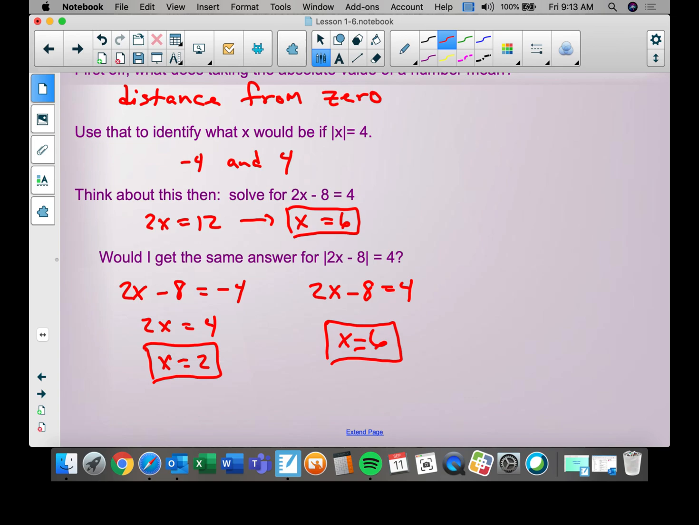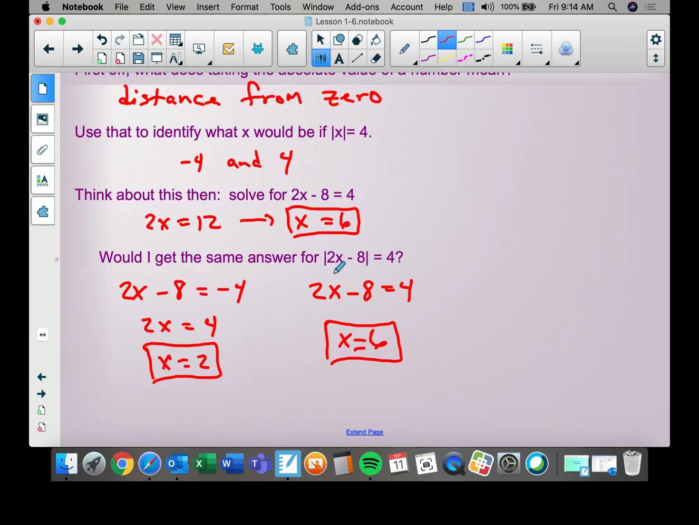Okay? So for example, if I go back and plug 2 back in, I would get 4 minus 8 is -4, and -4 is a distance of 4 units away from 0 on the number line, so that works out. If I plug in 6, we get 12 here. 12 minus 8 is 4, and 4 is also 4 units away.